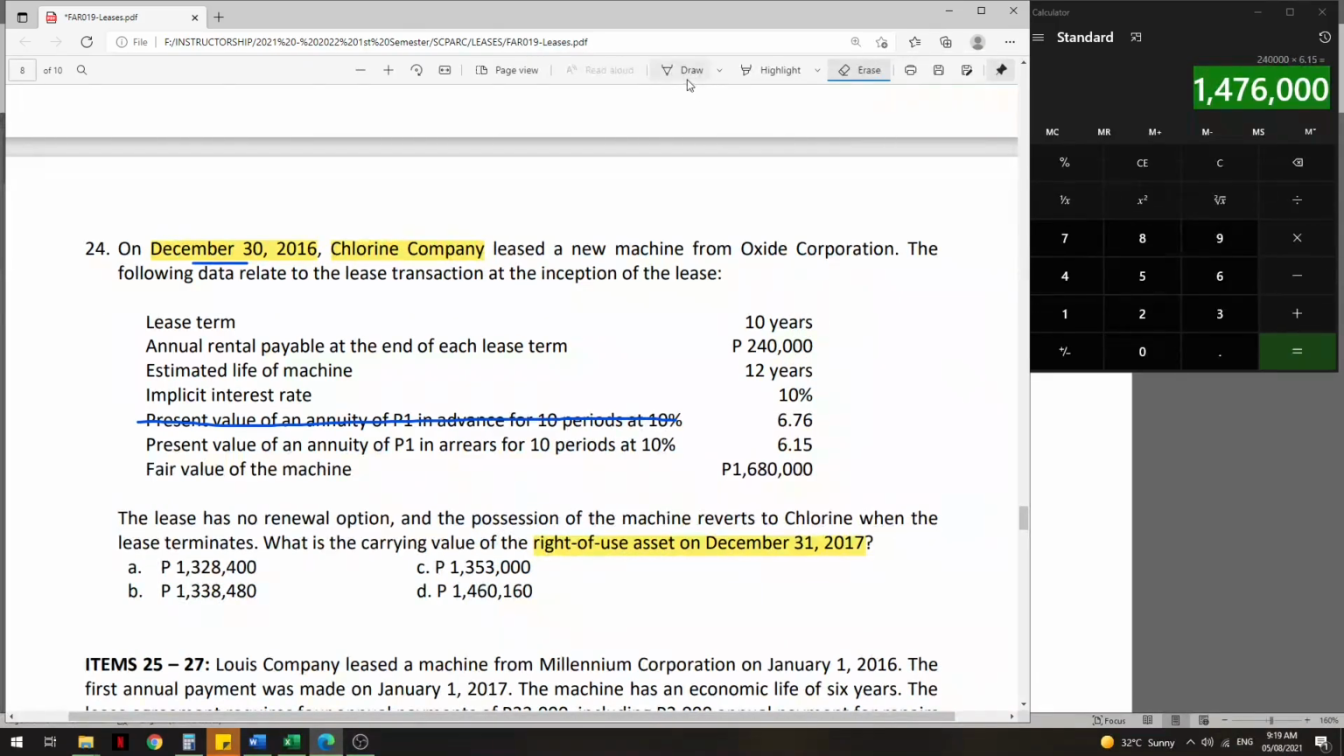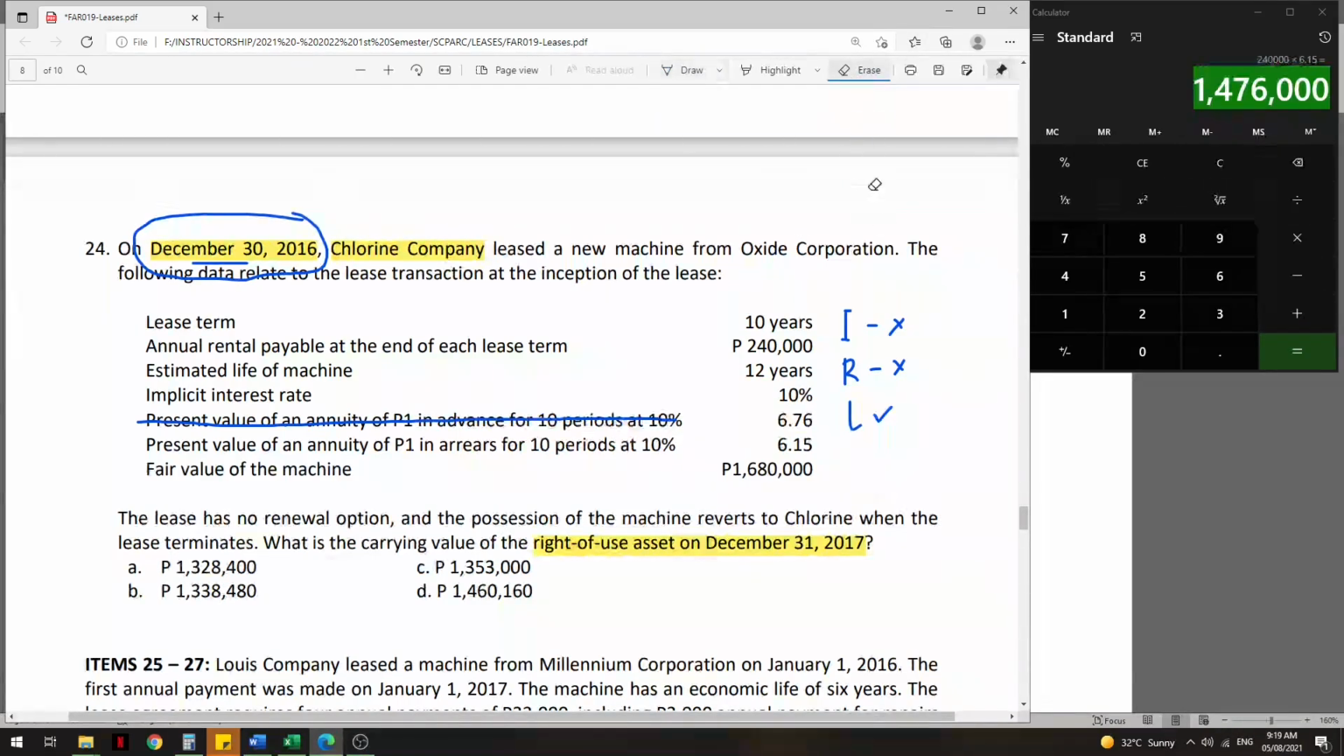Now to compute your right of use asset. Right of use asset again is comprised of I, R, and L. Well, in this problem, there is no initial direct cost given. Also, there is no restoration costs agreed, contractual. There is none. All we have is the lease liability. That would mean that my right of use asset is also equal to 1,476,000, but that is the amount on December 30, 2016 only.